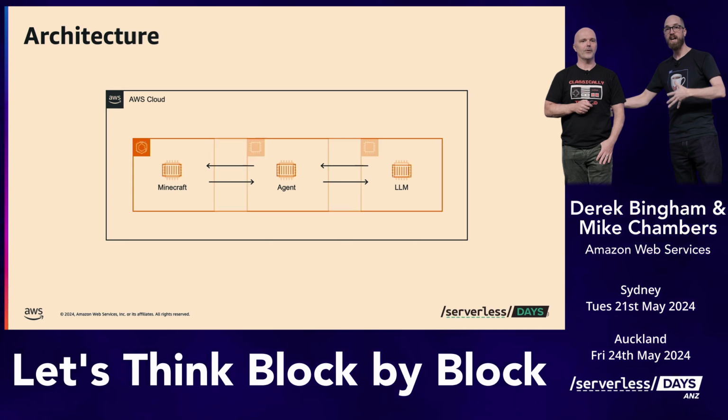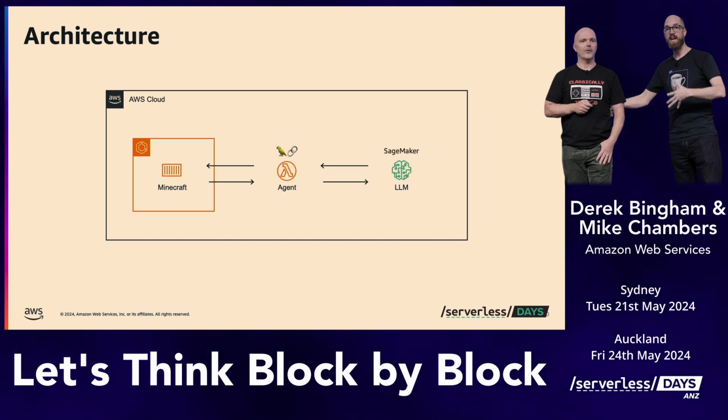Well, we could do this. We could move it onto ECS Fargate. Fargate's serverless. We have three elements. Minecraft, agent and LLM. Let's move the LLM into SageMaker. There's Amazon SageMaker, and then a Lambda function in the middle, which we can run as the agent.